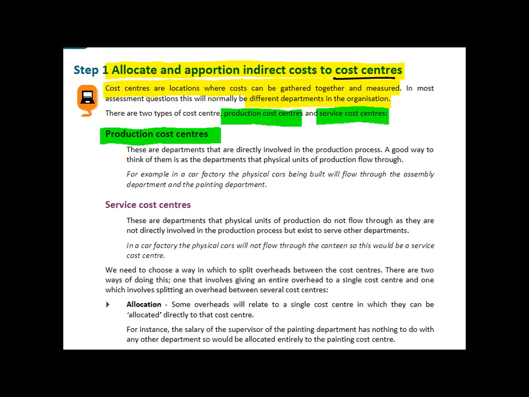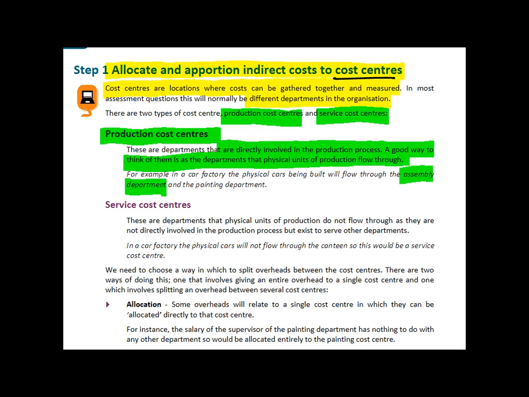Production cost centres, as the name might suggest, are the departments that are directly involved in the production process. They'll be involved in actually making units. A good way to think of them is that these are the departments that physical units of production will actually flow through. So if you're thinking of a car factory, which departments will physical cars flow through? Well, they're presumably going to flow through the assembly department, where they are assembled and welded. They'll presumably flow through the painting department, where they can then be spray painted nice colours. So production cost centres are the ones that the physical units actually flow through.